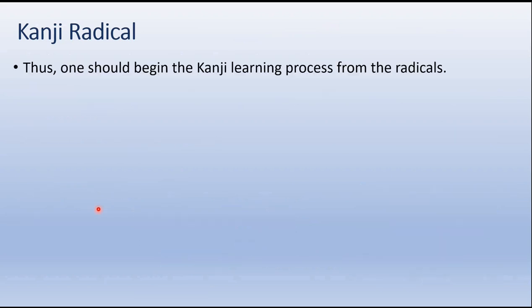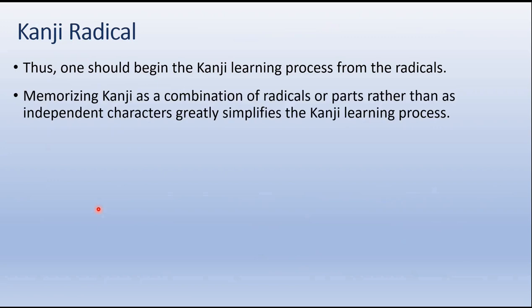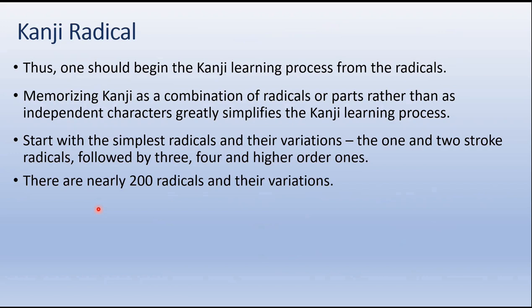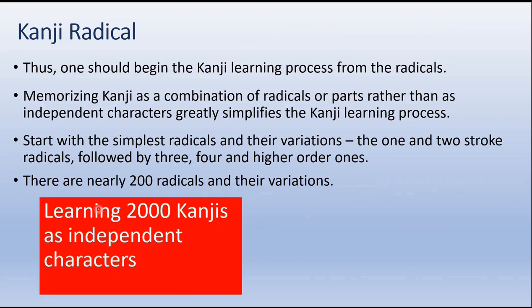Thus, one should begin the kanji learning process from the radicals. Memorizing kanji as a combination of radicals or parts, rather than as independent characters, greatly simplifies the kanji learning process. Start with the simplest radicals and their variations, the 1 and 2 stroke radicals, then follow with 3, 4 and higher ordered ones. There are nearly 200 radicals and their variations. The exact figure is 214.